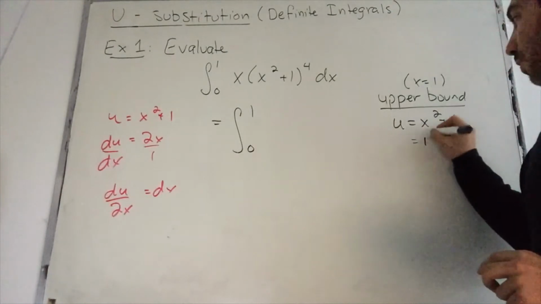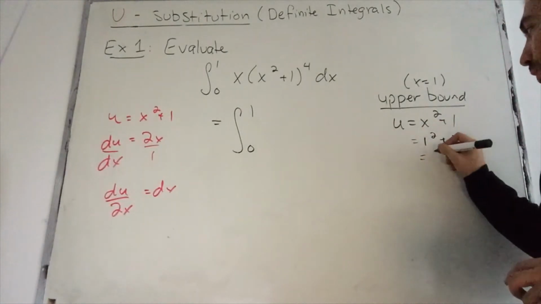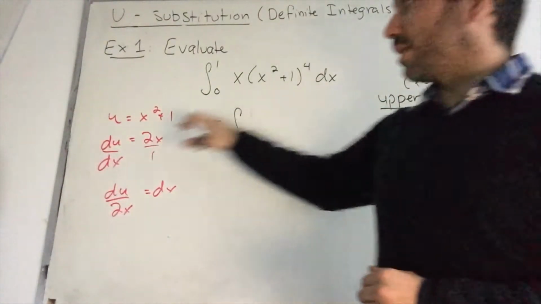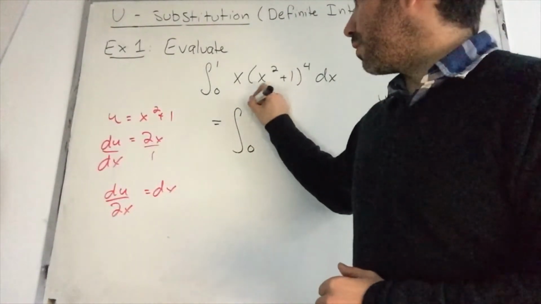So u equals 1 squared plus 1. 1 squared is 1, 1 plus 1 is 2. So the upper bound here is now 2. Now that we're applying this u substitution, we have to switch it and write 2.